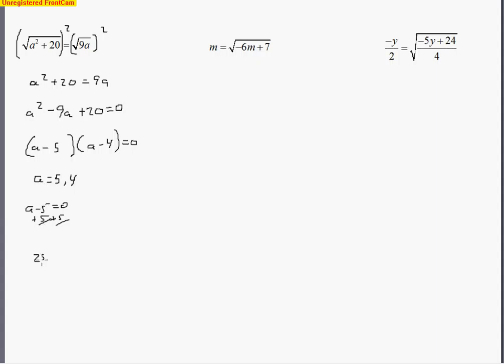So 25 plus 20. And I'll take the square root. And I should get the same thing over here. So 9 times 5 should give me 45. So the radical of 45 equals the square root of 45. Yes, that one checks out. So I know 5 is a good answer. I'll put 4 in there now as well. So 4 squared plus 20. So it makes 16 and 20 make 36. And I want the radical of that.